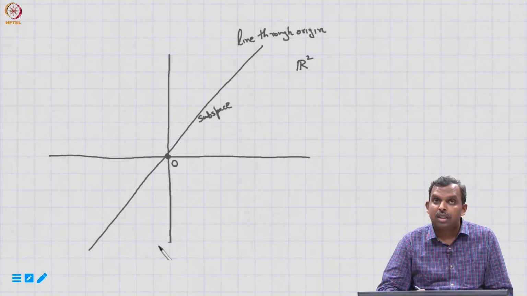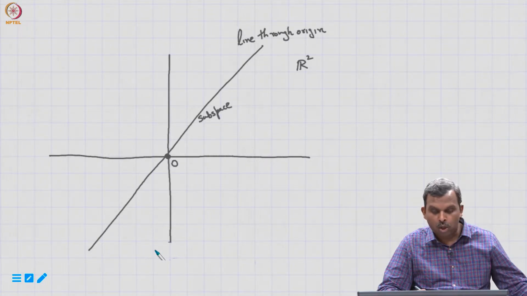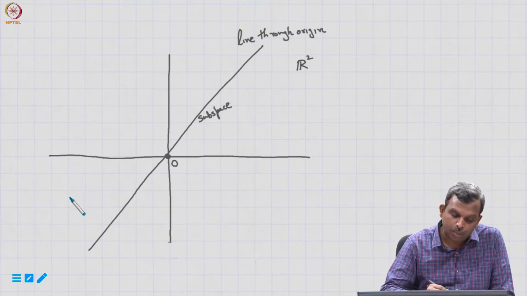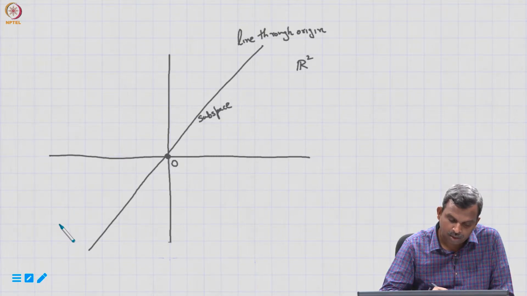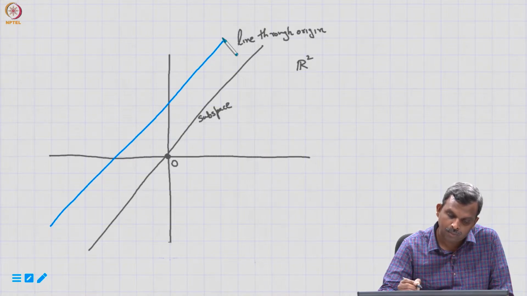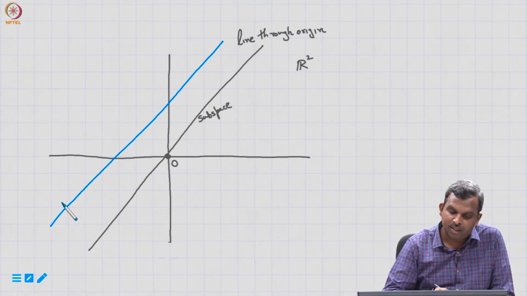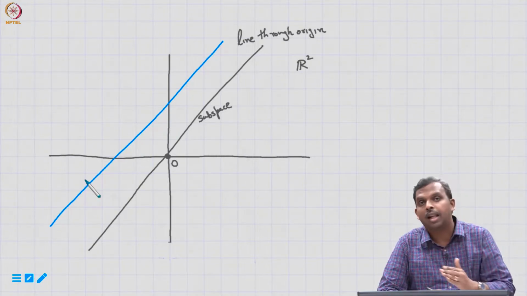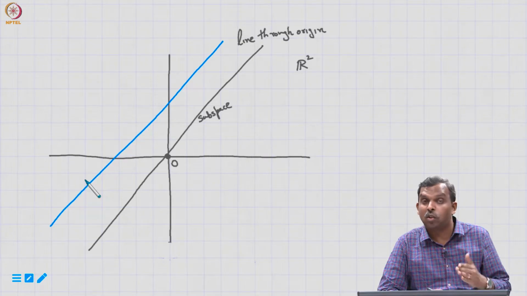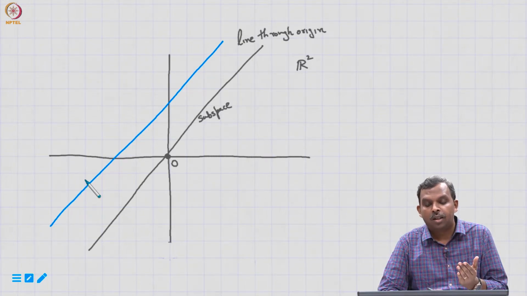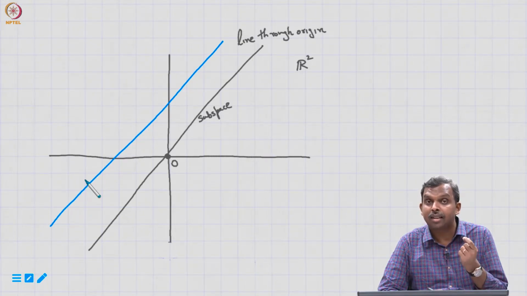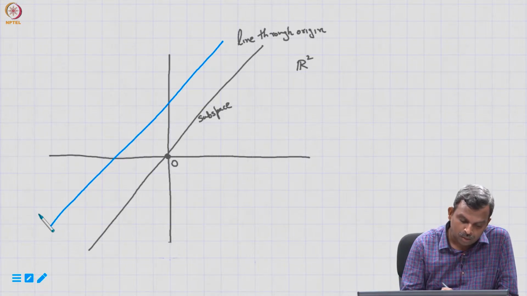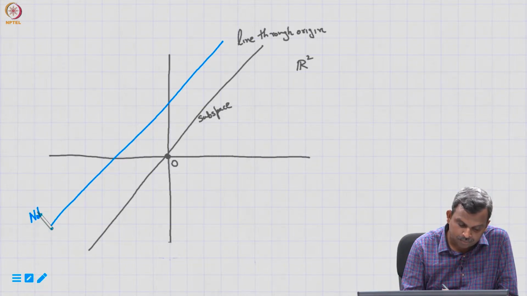So this naturally begs the question, what about lines that don't pass through the origin? Let's say you take a line like this. This is also a straight line. A very interesting question is whether this is a subspace. This is also a subset, right? A line in the 2D plane is also a subset of the vector space. A question you can ask is, is this a subspace? It turns out this is not a subspace.